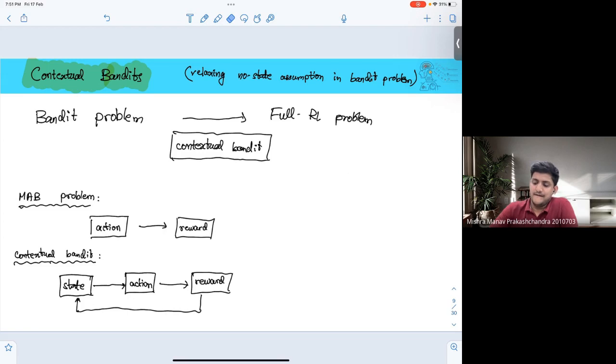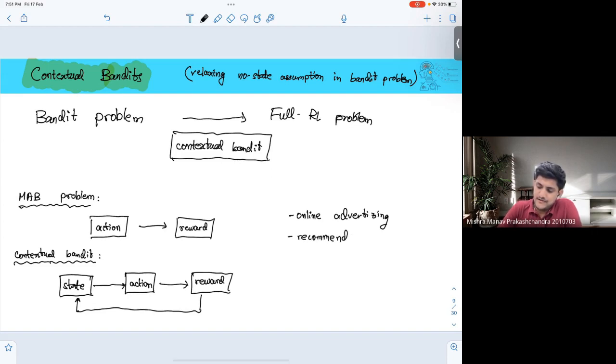So far I have mentioned online advertising. I mentioned recommender system. So recommendation system is sort of general. Okay, so if you go to Facebook, Twitter, or any other such places, based on what you have looked at so far, the algorithm gives you content accordingly. Okay.